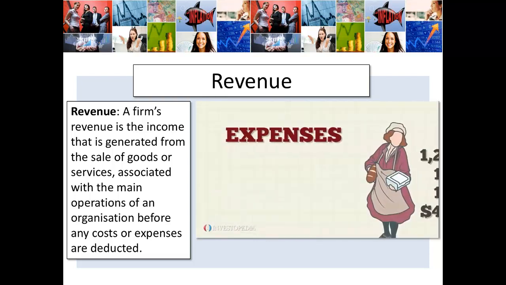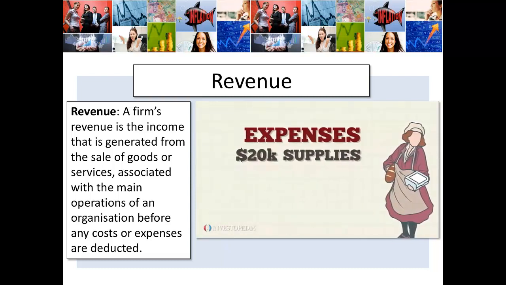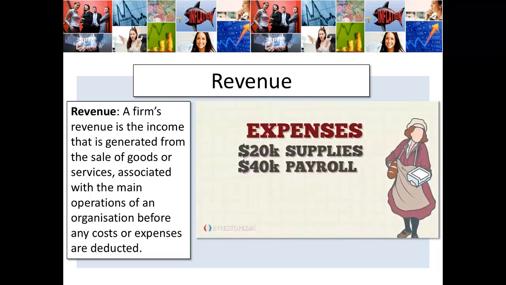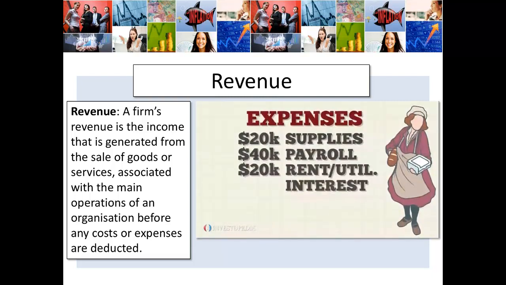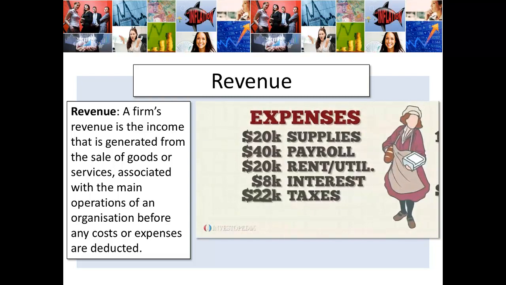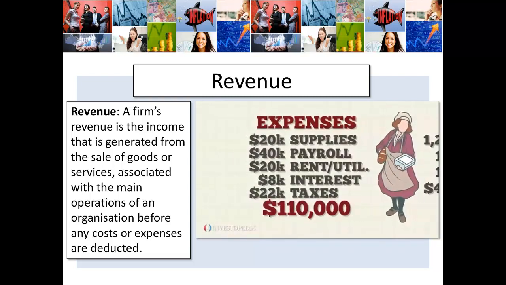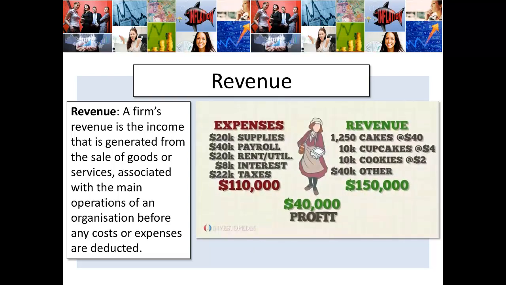We also need to know how much Barbara spent on supplies, $20,000. How much she paid her employees, $40,000. How much she spent on rent and utilities, $20,000. How much interest she paid on any business loans, $8,000. And how much she expects to owe in taxes for the quarter, $22,000. With her total expenses equaling $110,000, Barbara has $40,000 left over, her profit.